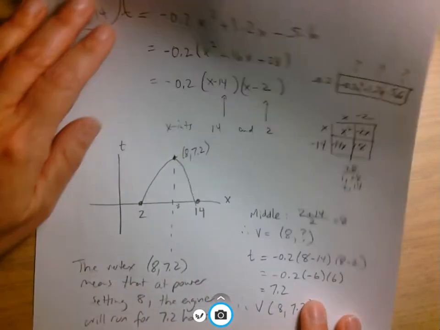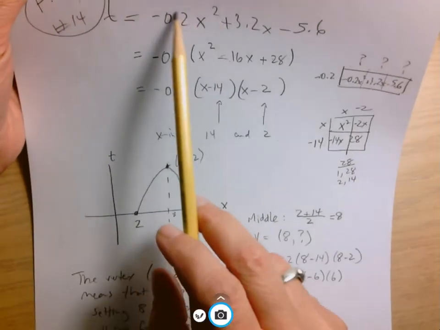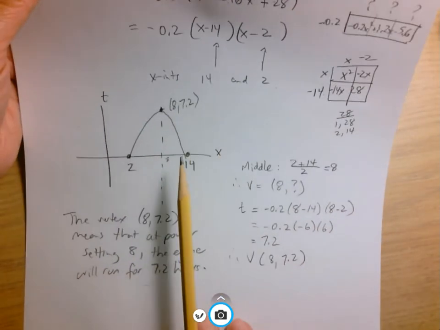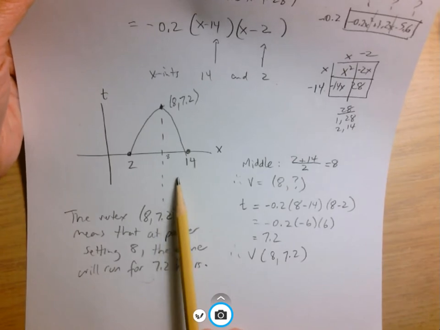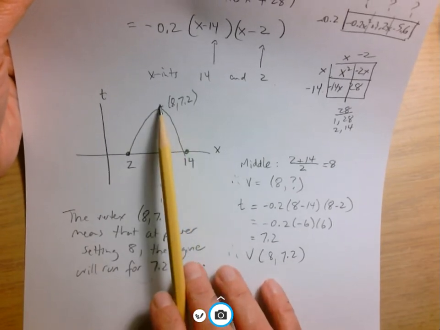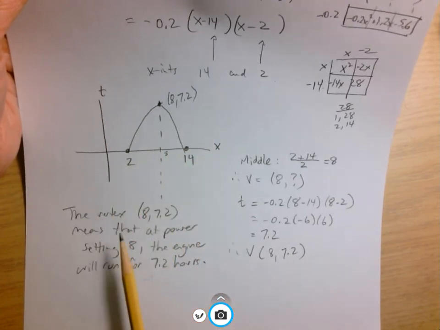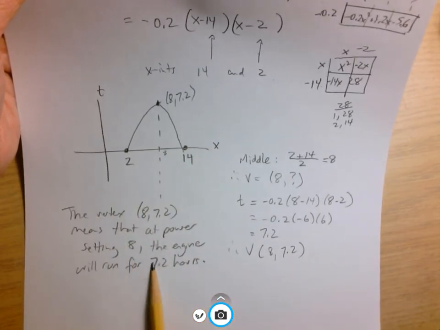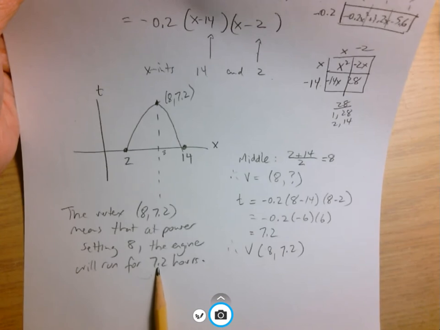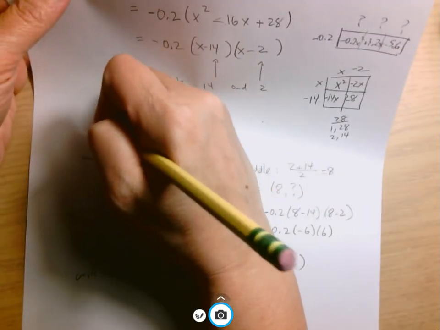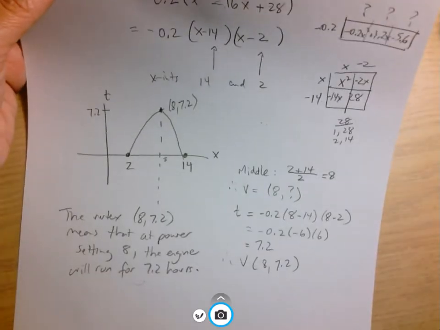So when you're given a word problem where the equation is given in standard form, not factored, you need to do all the factoring, find the x-intercepts, find the vertex that's directly between, and that's going to be your highest value. In the case of this one, the longest the engine will ever run is 7.2 hours, right? That is the maximum of this parabola.